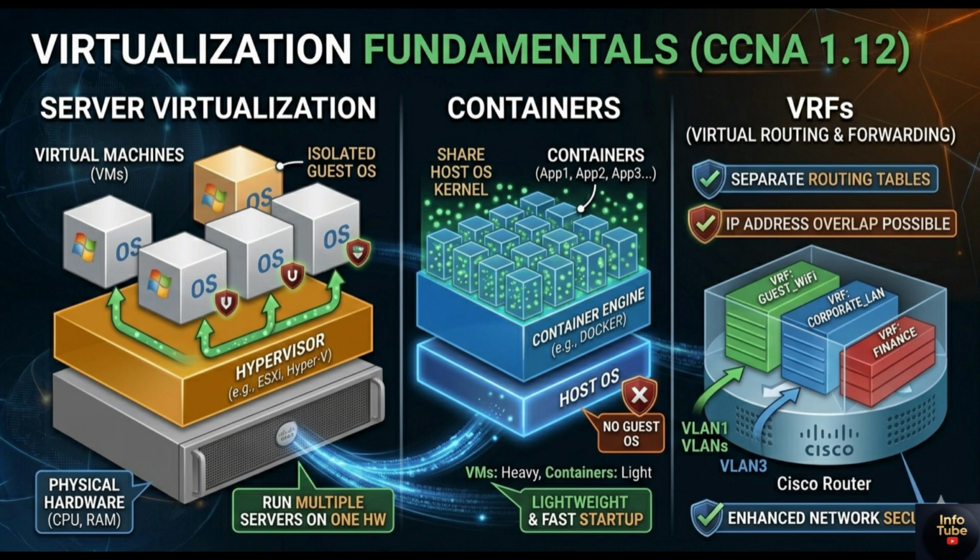Even though they are using the same router, the guest network physically cannot see the finance network because they exist in different virtual routing universes. It's like having two separate routers for the price of one.